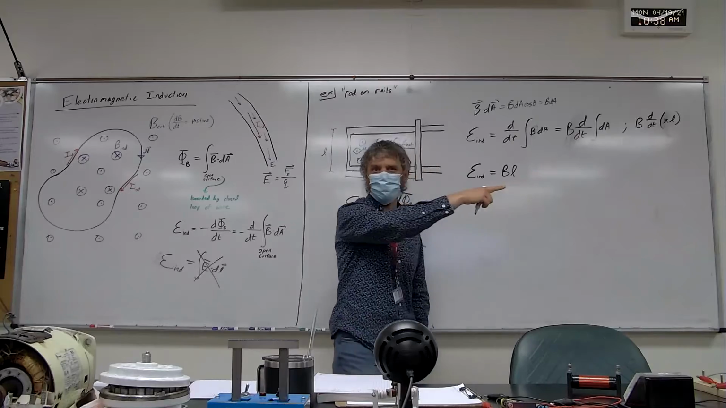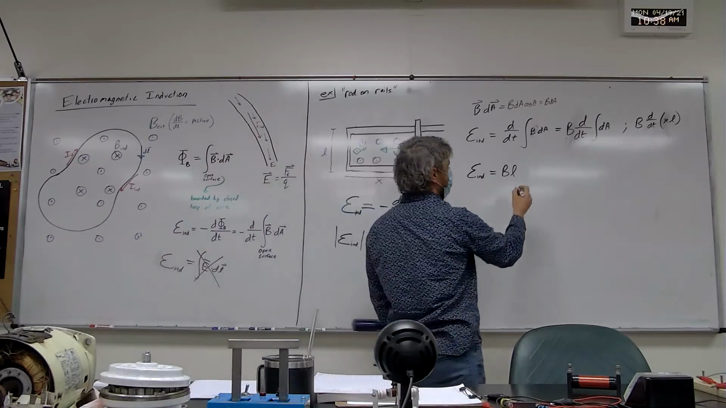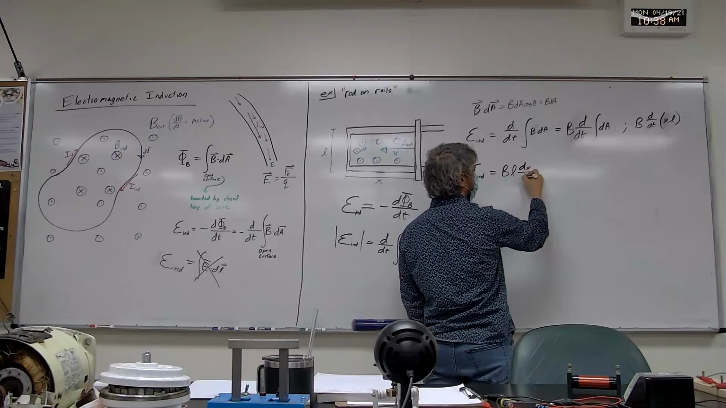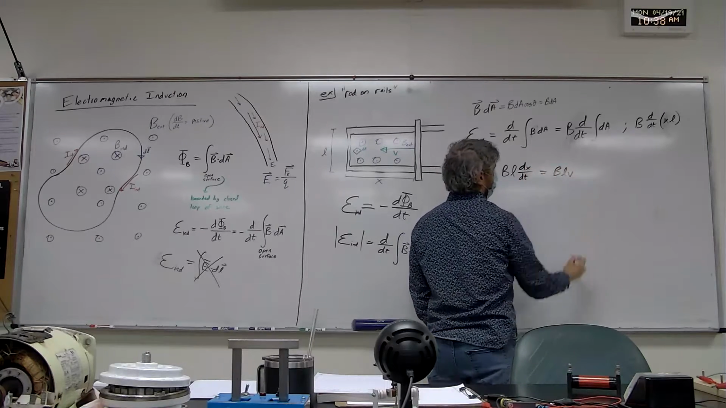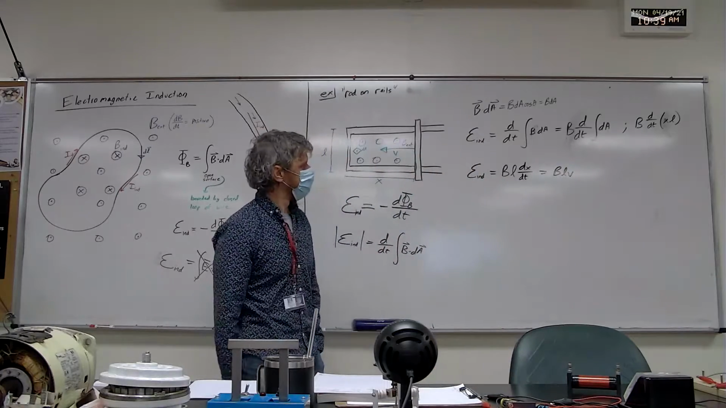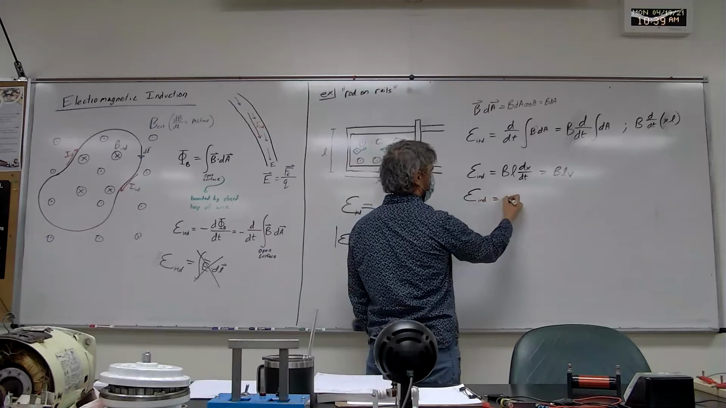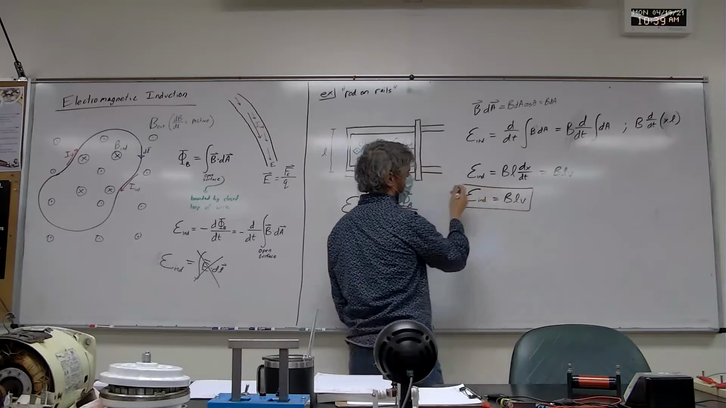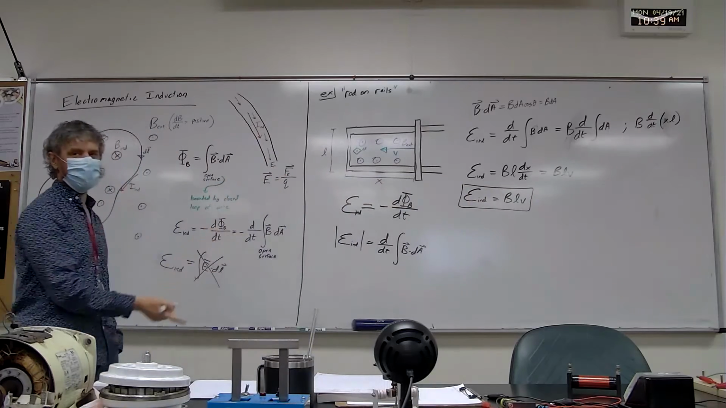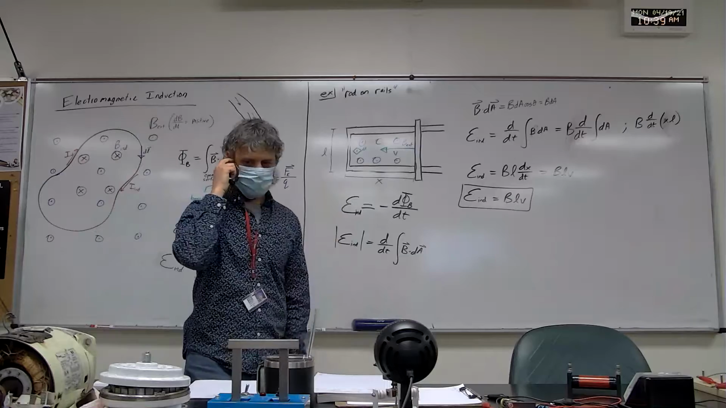Does X change with time as the rod is sliding to the left? Yes. So it's BL times dx dt. That's velocity. So it's just BLv. So the induced voltage here is just going to be BLv: magnetic field strength times the length times the velocity of the rod.